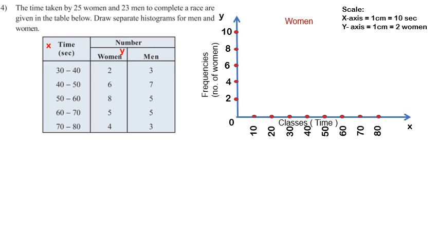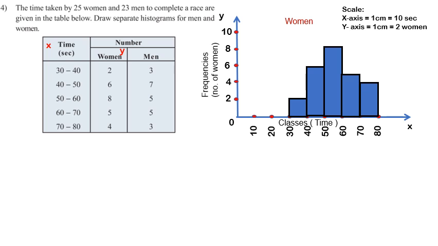In class 30 to 40, the corresponding frequency is 2. So draw a rectangle of height 2 cm. Next frequency is 6. So draw a rectangle of height 6 cm. Then 8 cm, 5 cm and 4 cm. Then next let us draw the histogram for men.